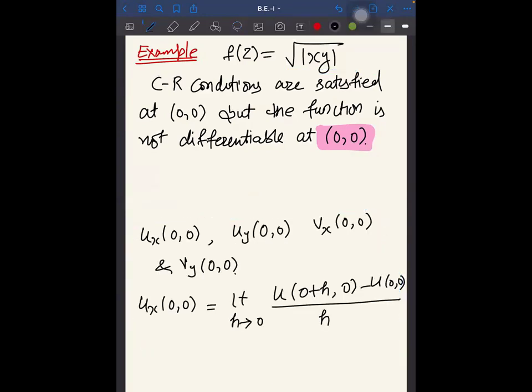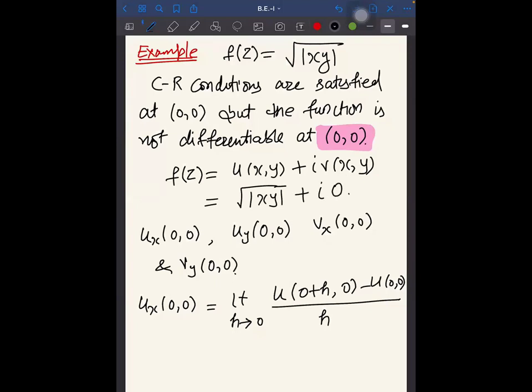So function f(z), what is f(z)? u(x,y) plus iota v(x,y). Yes, sir. So what is your u? u is your real valued function, under root of |xy|. So we have that root |xy| plus iota times 0. So this complete is your u, and this v will be nothing but 0, right?